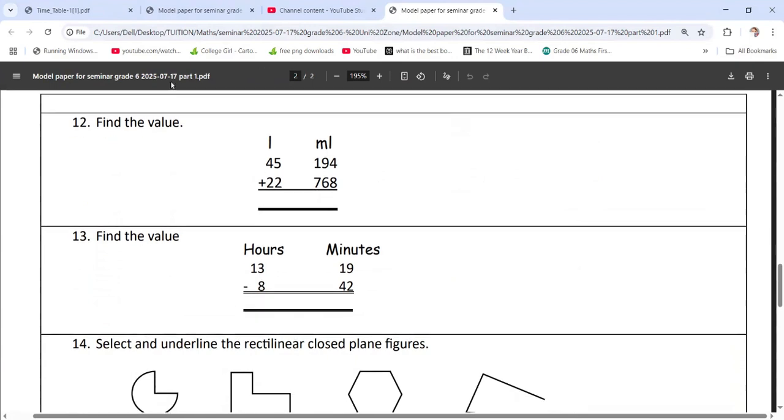Okay, in 12th, you have to do some addition. This is milliliters and liters. 9 plus 8 is 12. You write 2 here. 4 plus 8 is 12. Then you write 2 and 1 carries. 9 plus 6 is 15. 15 plus 1 is 16. You write 6 and 1 carries. 1 plus 7 is 8. 8 plus 1 is 9. And 5 plus 2 is 7. 4 plus 2 is 6. So your answer is 67 liters, 962 milliliters.